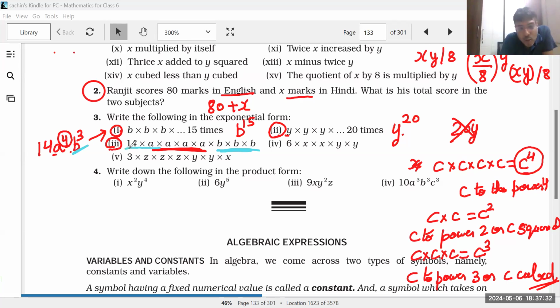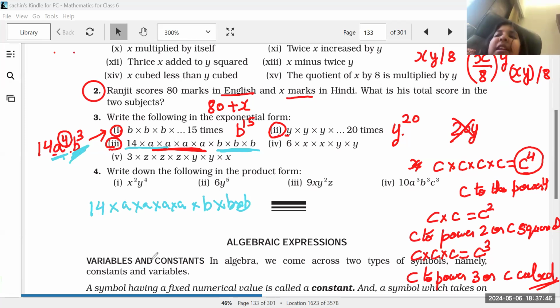अगर आपको मैं इसको ओपन करने को बोलूं, will I write it like this? a 4 times because यहाँ पे a है and b 3 times because यहाँ पे b 3 times है. All right? Sir, why won't we put multiplication signs? Beta, you can put, but it's not required.